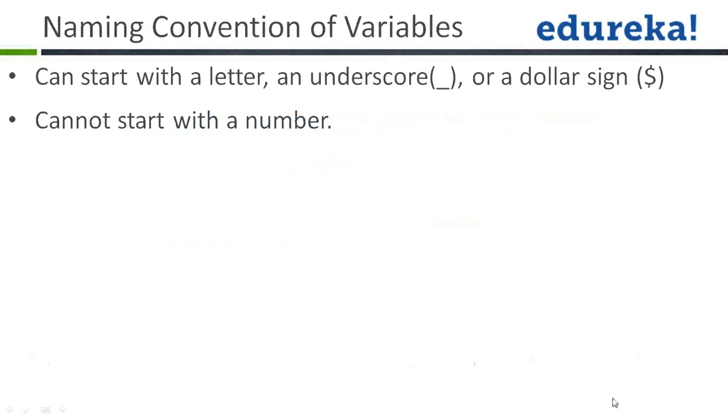Okay then, now we come to the naming convention of variables. We understood what a data type is, we understood what a variable is. Now, how to name a variable. We can start with a letter, we can start with an underscore, or we can start with a $ sign.